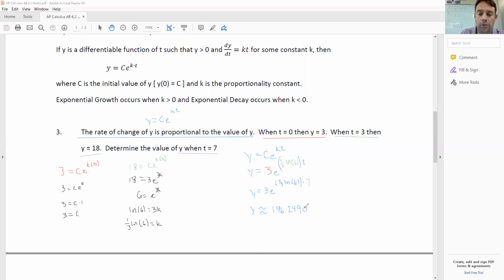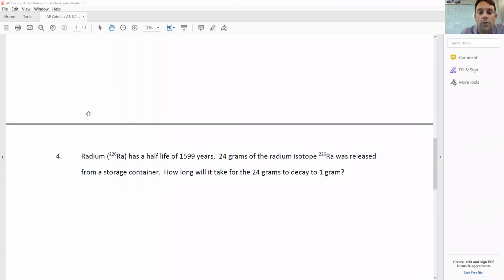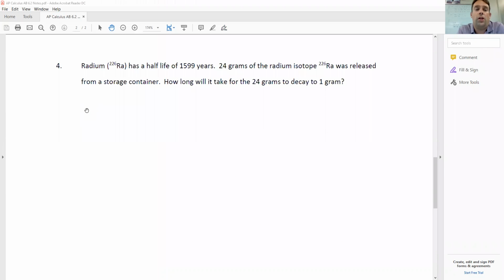So our job then is to try to take this and use it in some sort of real life application setting, where we can apply this knowledge to something else. So let's take a look at a problem here. Radium has a half-life of 1,599 years. 24 grams of the radium isotope was released from a storage container. How long will it take for the 24 grams to decay to 1 gram?